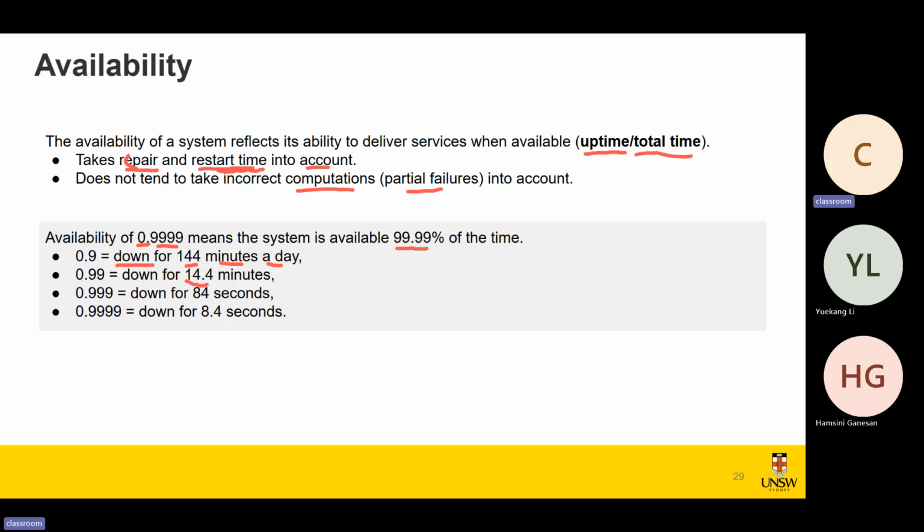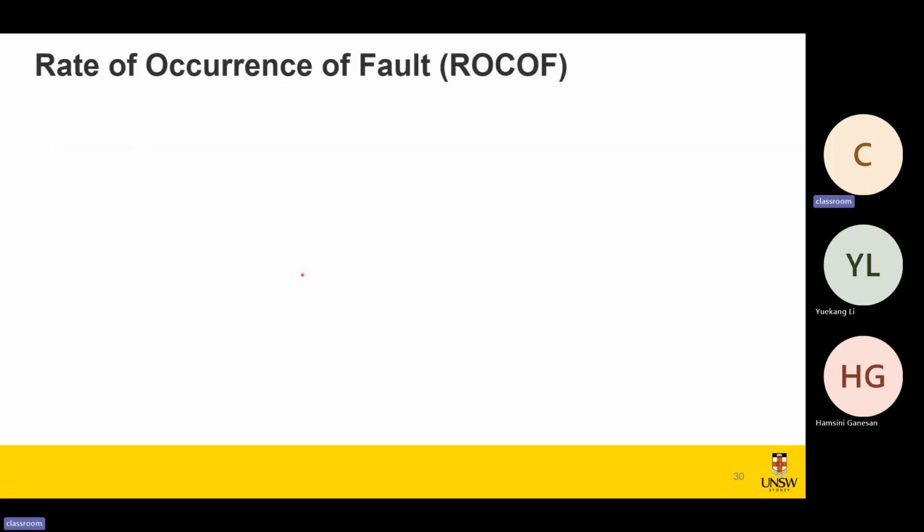So 0.9 availability is actually not that good. 0.99 is like the system is not available for about 15 minutes. 0.999 means the system is not available for like 84 seconds. And 0.9999 means only 8.4 seconds is not available each day. So this is roughly how it feels in our daily life.